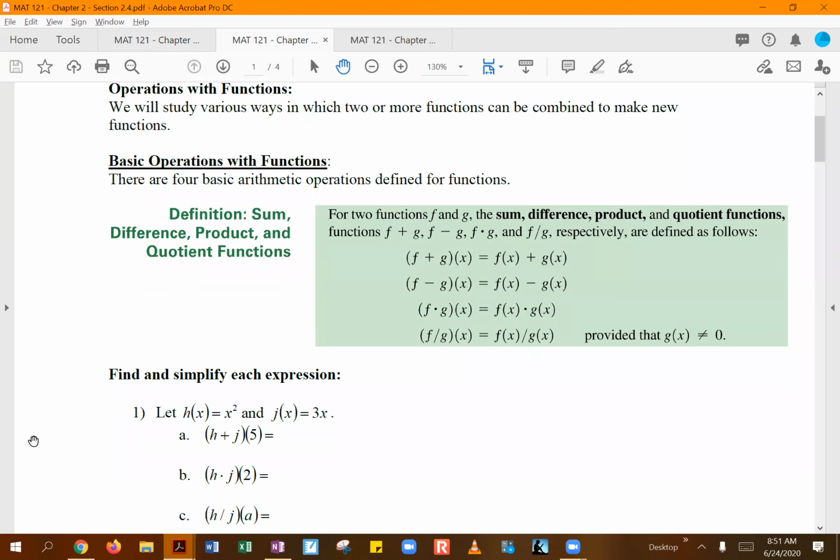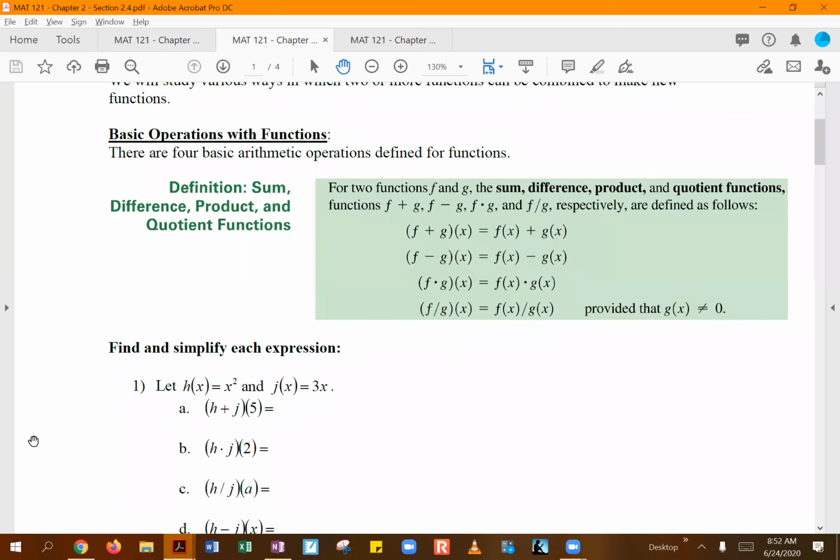So if you look at this green box over here, we're defining what the sum, difference, product, and quotient are going to be. So when they're talking about adding two functions, so when they say f plus g of x, that basically means you take the f function and add it with the g function. Same thing for subtraction. When they're saying f minus g of x, that's going to be f of x minus g of x. Pretty much that same definition follows for multiplication and division. When it's f times g, again, you take the two functions and multiply them together.